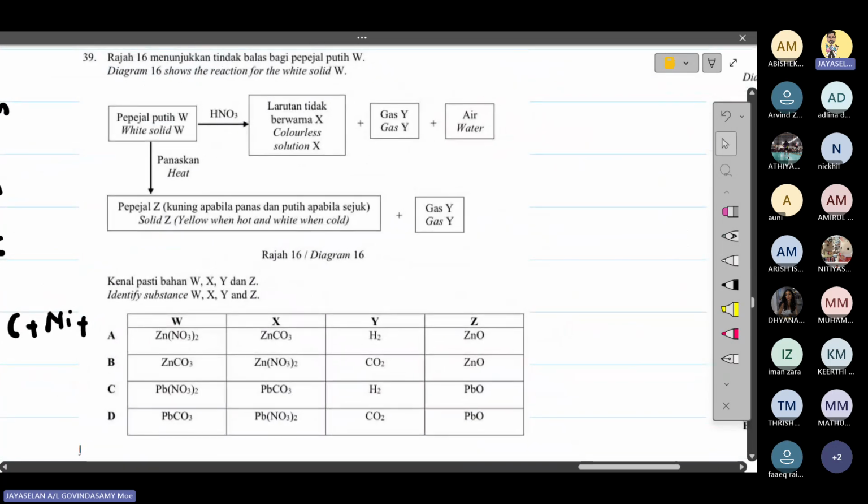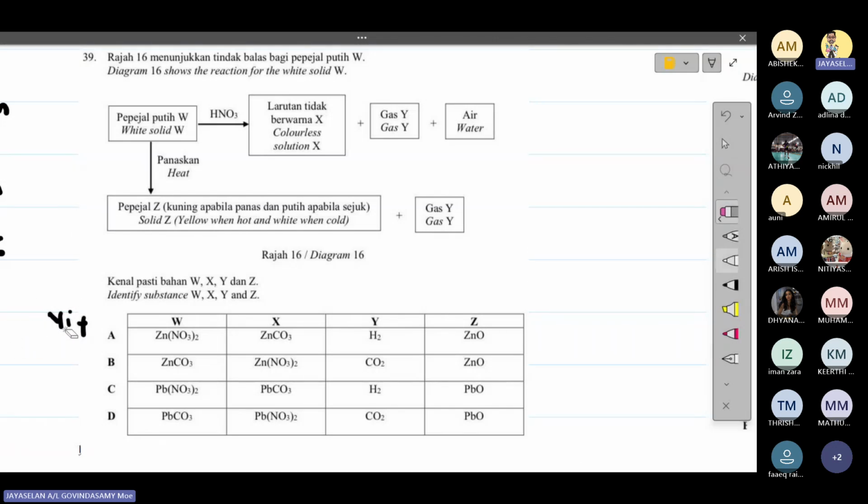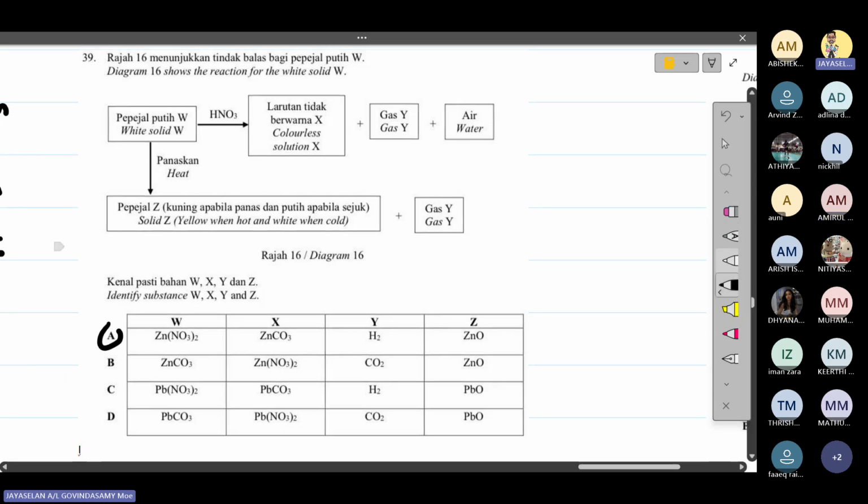Amirul, answer. A or B, sir? Confident with the answer. Just A or B, Amirul? At the end he just guesses. A? Maybe A. Okay, so I put A.